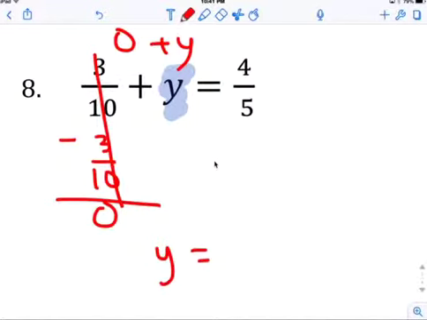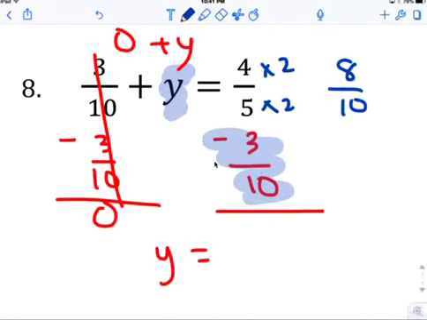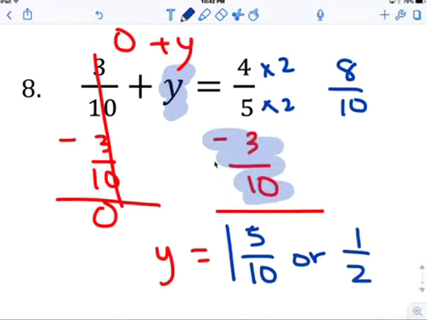If you minus 3 over 10, you have to minus 3 over 10 on this side also. Okay, so now your least common denominator is 10. Leave this alone because it has a denominator of 10. Change that by 5 into 10 is times 2, times 2. That gives you 8 over 10. 8 minus 3 is 5 over 10, which can be reduced. Divide both by 5. You get 1/2. And that's your answer.